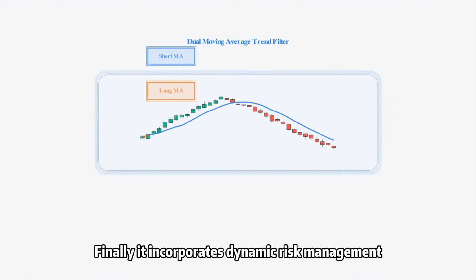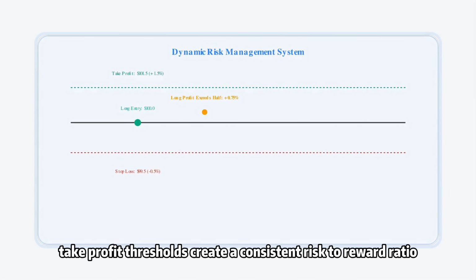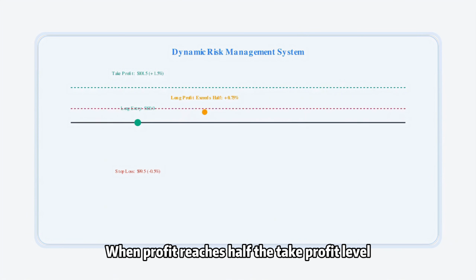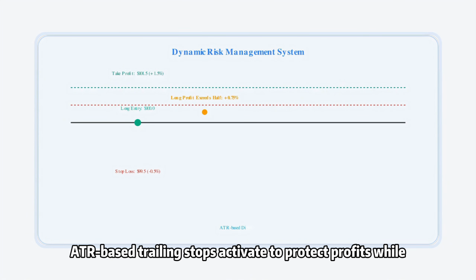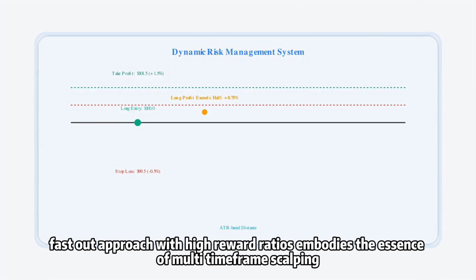Finally, it incorporates dynamic risk management. Initial fixed stop loss and take profit thresholds create a consistent risk-to-reward ratio. When profit reaches half the take profit level, ATR-based trailing stops activate to protect profits while giving trends room to develop. This fast-in, fast-out approach with high reward ratios embodies the essence of multi-timeframe scalping.